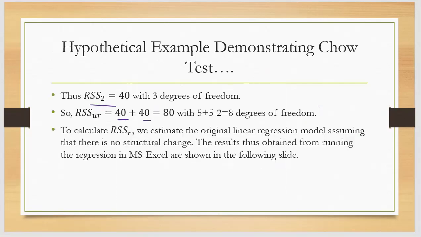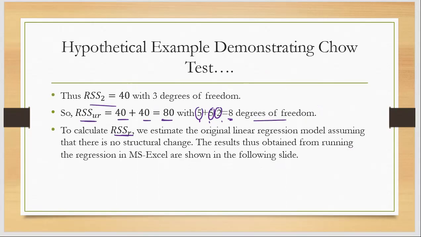Now you have RSS1 and RSS2, you can take the sum to get the RSS of the unrestricted model. What will be the degrees of freedom? N1 plus N2 minus K. N1 is 5, N2 is 5, minus 2, which will be 8. 8 is the degrees of freedom. Now we have to calculate the RSS of the restricted model.